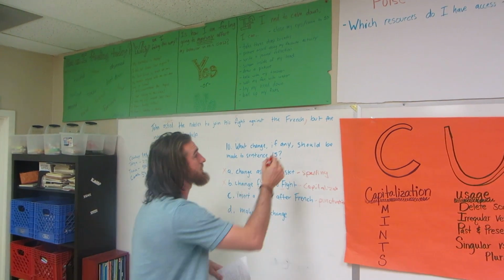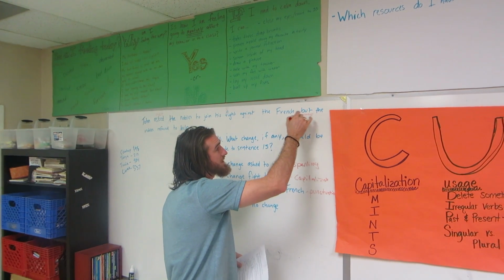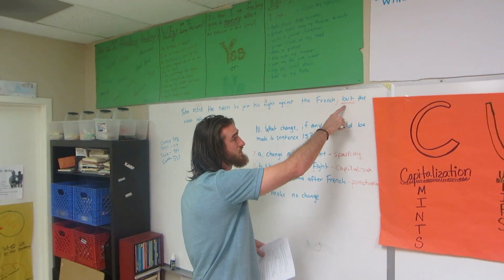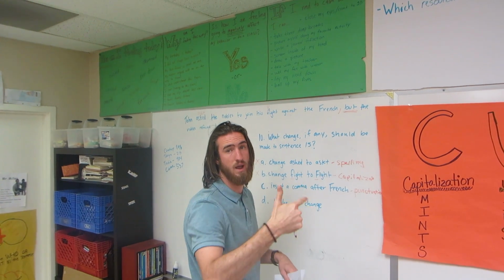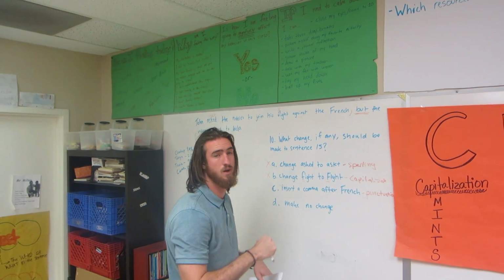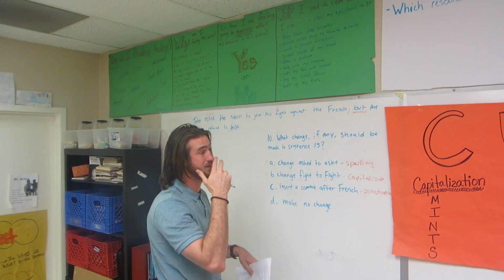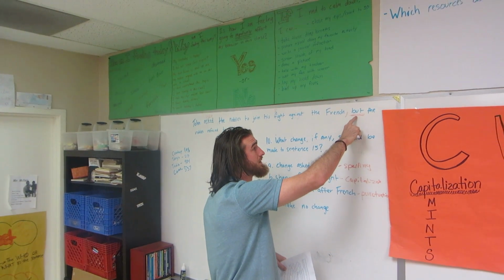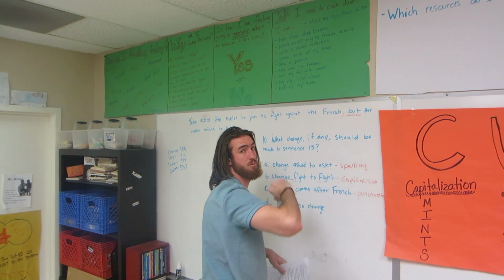So right here we're putting a comma next to a FANBOY. Earlier in the year we talked about how to combine sentences. One of the ways to do that is to use FANBOYS. For, and, nor, but, so, or, and yet. And so they see that they're putting a comma right next to the word but. They have to check both sides for a complete sentence.